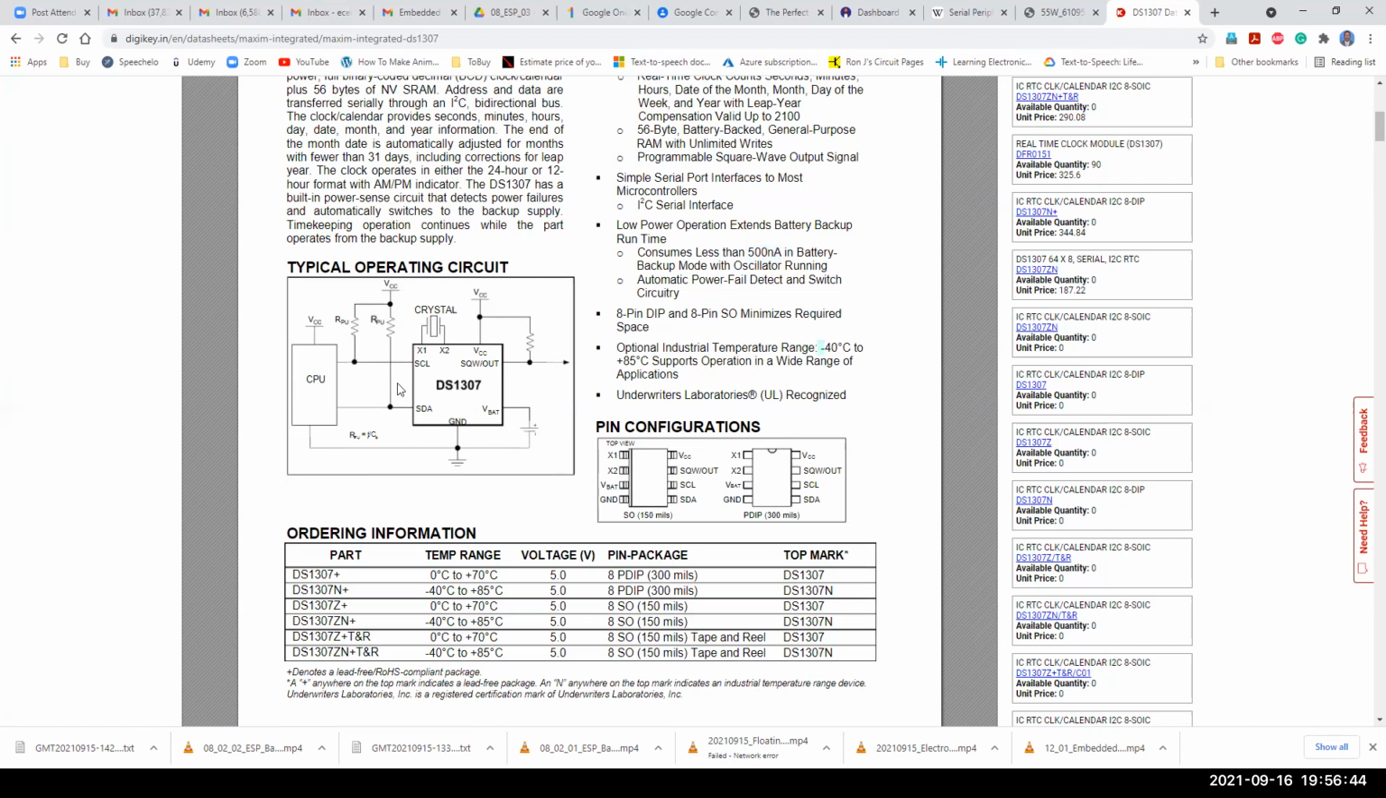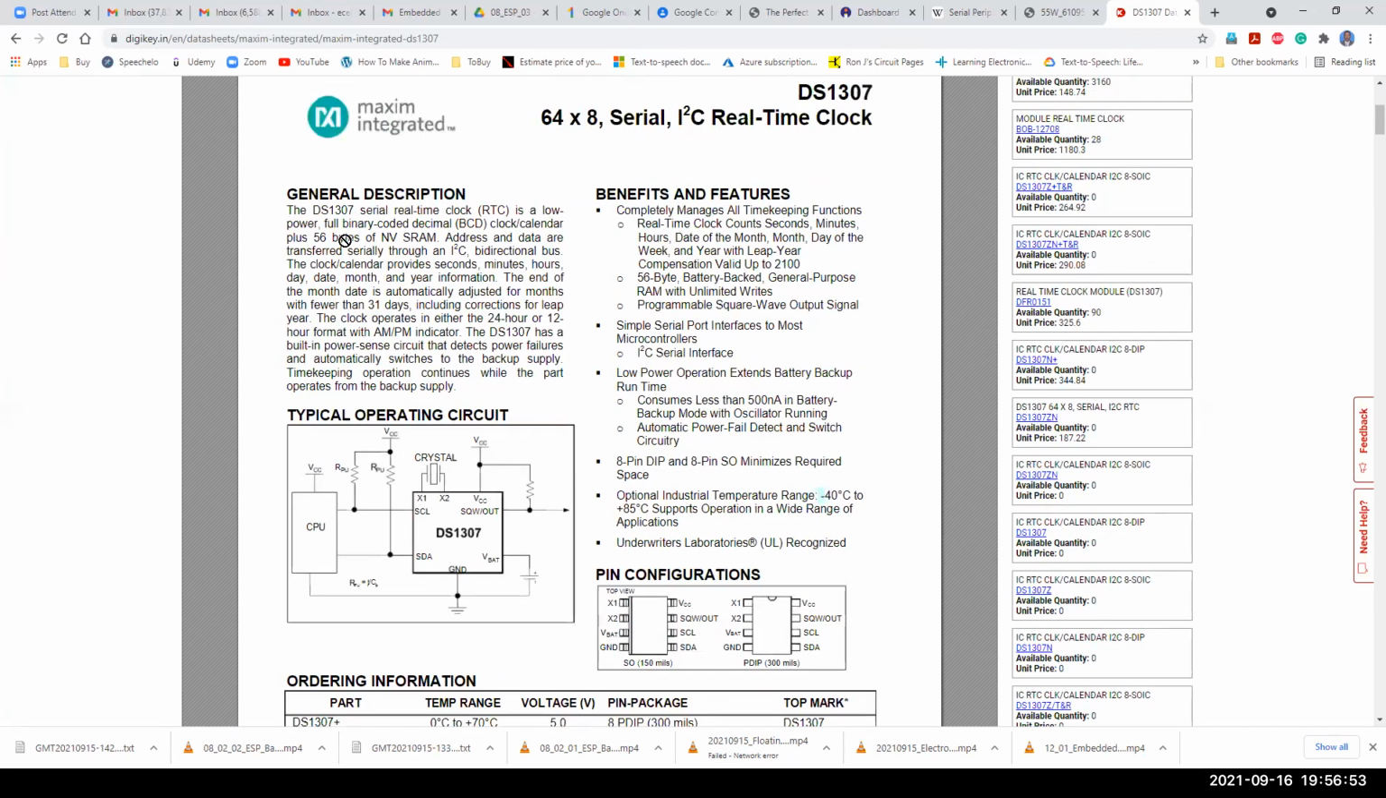Now from the CPU, you connect SCL and SDA, and both of them are pulled up to VCC. Here you have to see the description. It also has a clock, plus it has 56 bytes of SRAM. NV means non-volatile. Because he has a battery, whatever you write here is kept. Normally all RAM loses data, but since you are always giving power, you can store something here. It also supports AM, PM, and 24 hours. You discuss all those things.